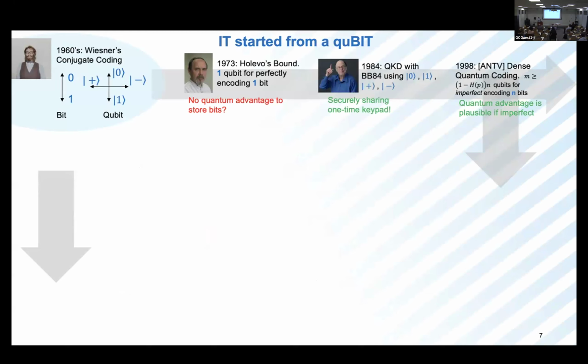actually goes back to Wiesner's conjugate coding. He was a student at Columbia University 60 years ago when he proposed this concept. He was aware that a bit can only be 0 and 1, but with a qubit there are ways to encode more variations than 0 and 1, such as plus and minus. He was also aware that a quantum state cannot be cloned or copied.